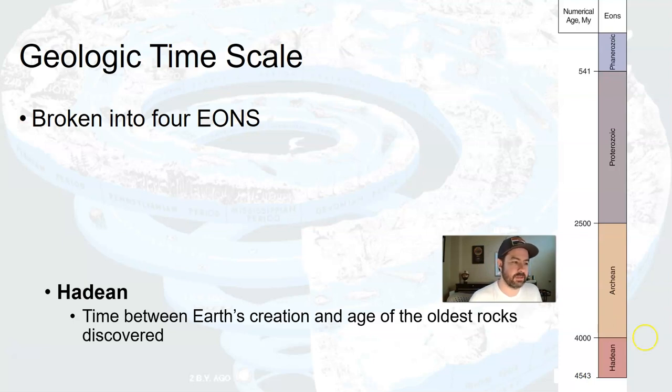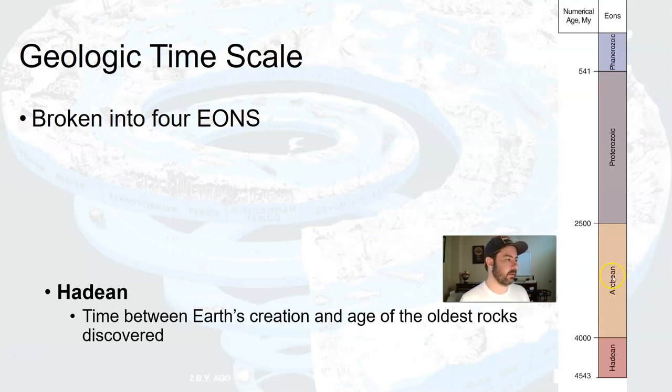So around 4 billion years is the oldest rock material that we have. Therefore, this Hadean time is the time between Earth's creation and the oldest rocks. Since we have no rocks from there, we have no records. We don't really know what's going on. But Hadean, as in Hades, as in hell, it was a molten hot ball of hell on Earth.